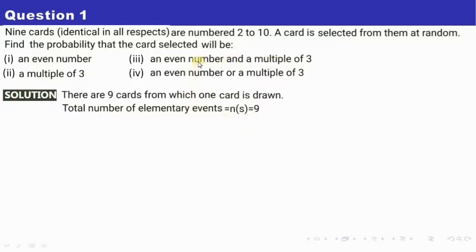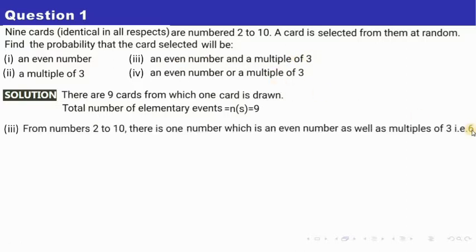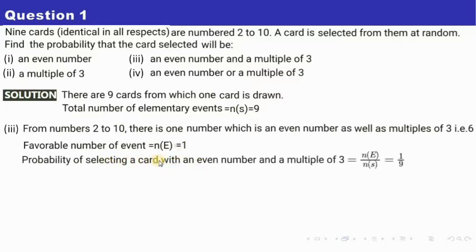The third question says you want to get an even number, and being an even number, it has to be a multiple of 3. So obviously that number has to be 6, isn't it? Because 6 is the only number which is even and a multiple of 3 in between 2 to 10. So the possible outcome is 1. The probability of selecting a card with an even number and multiple of 3 is NE by NS. NE is 1 and NS is 9. So my answer will be 1 by 9.